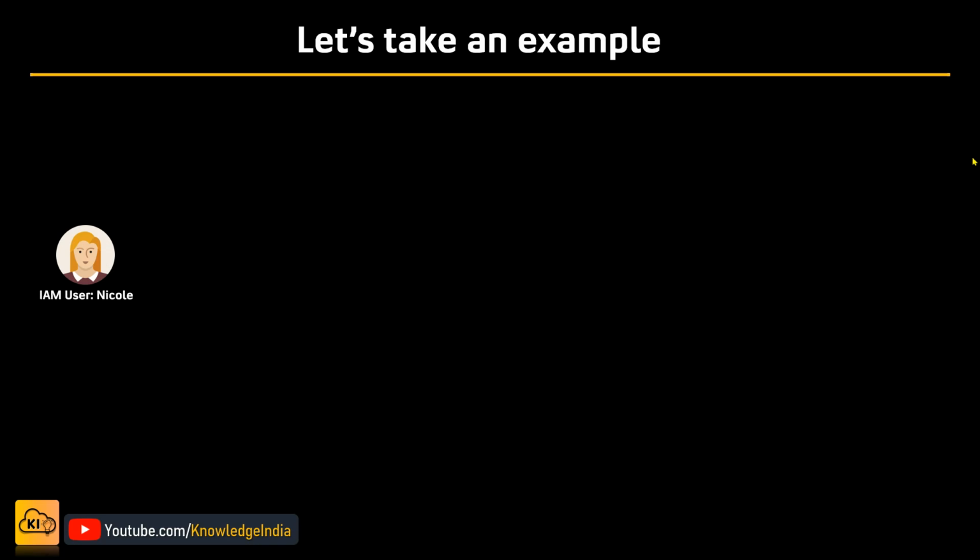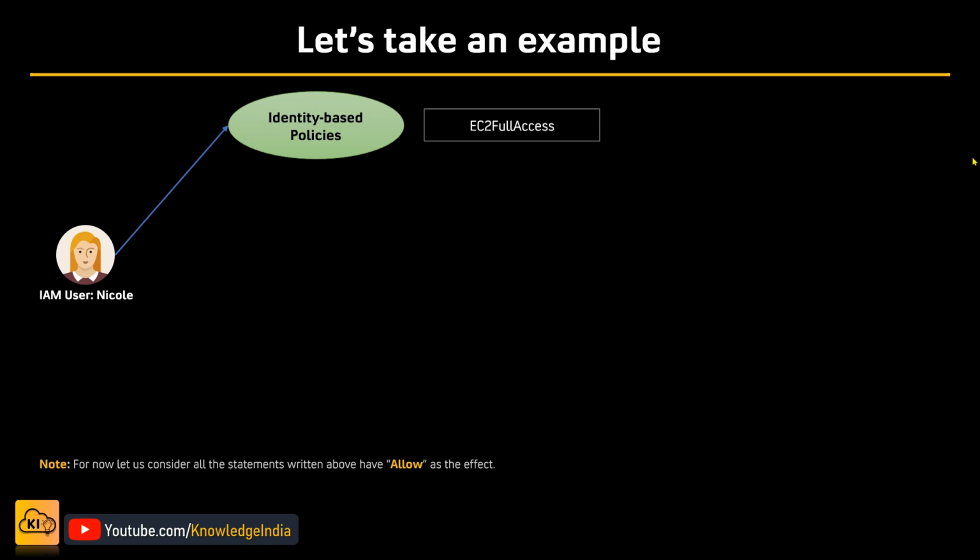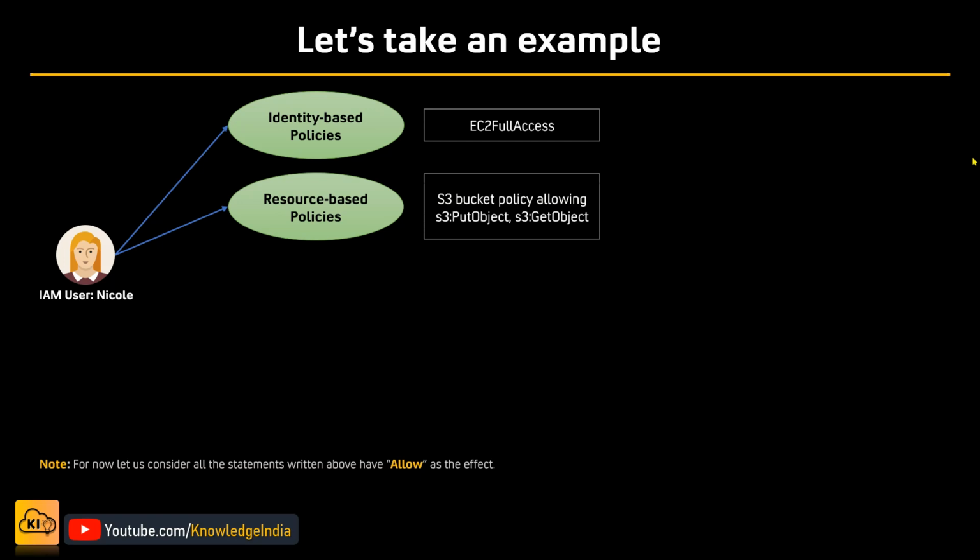So there's a user Nicole, and Nicole has got an identity-based policy attached. Let's say it is EC2 full access, right? All of us know what EC2 full access is. And over and above that, there is a resource-based policy also written for Nicole. Of course, it should be written at, let's say, an S3 bucket level. And in that bucket policy, certain actions have been allowed for Nicole. Let's say S3 put object and S3 get object. These two actions are allowed for user Nicole. I've mentioned here that for now, let's consider that we are only discussing allow statements, okay?